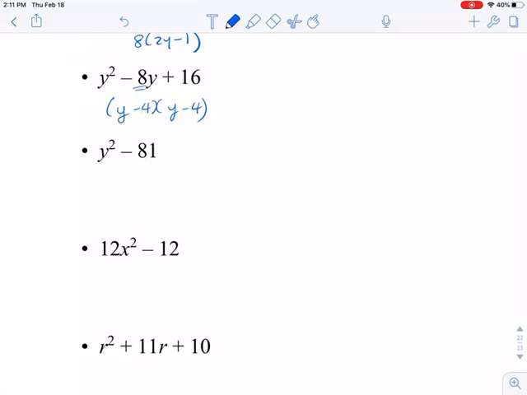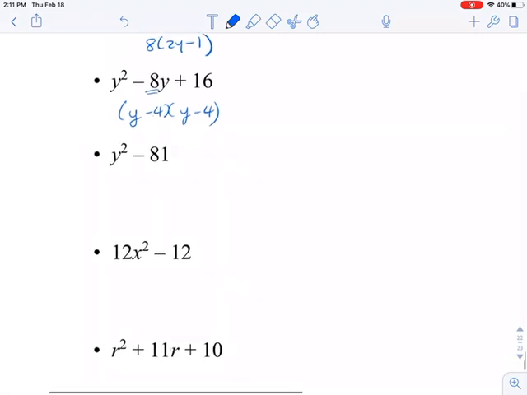Difference of squares, I'm clued into difference of squares because there's only two terms. It's a binomial. So if you recall, how do we get rid of that middle term? Well, you take the square root of the first term, which is y. Take the square root of the second term, which is 9. Make one positive, make one negative.